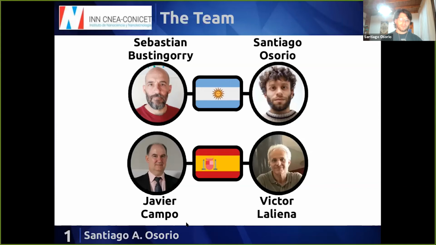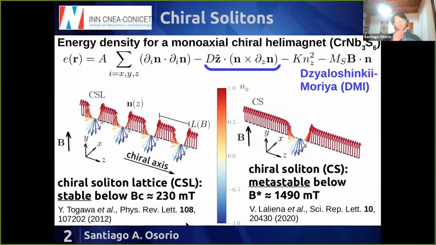In this talk, I am going to consider a monoaxial helimagnet, like the compound shown here, with chromium, niobium, and sulfur. The magnetization state is represented by the field N, which is a unimodular field. And the energy contains essentially three terms.